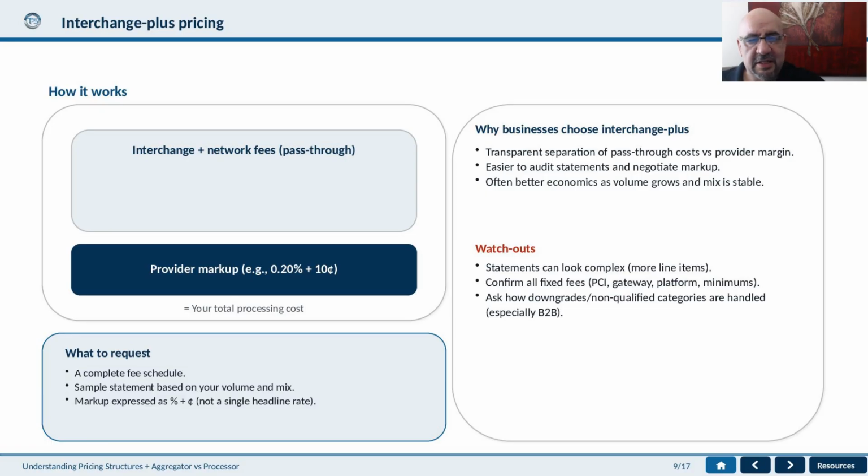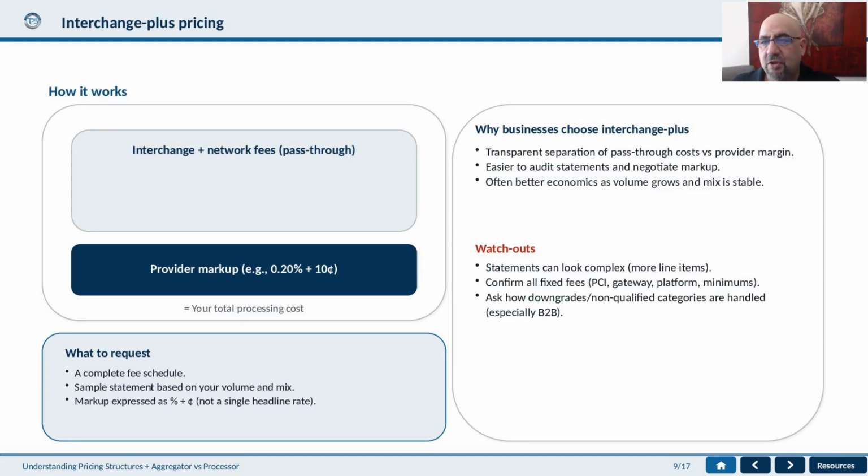Now, this statement is much more complex than a regular statement because it breaks out your interchange. It breaks it out by category. And that's why sometimes when somebody asks you for a statement, it's because they need to see the type of card types you're doing to do a more in-depth analysis, I guess you can call it. Simple statement based on your volume and mix, markup expressed as percentage and transaction, not single headline rates.